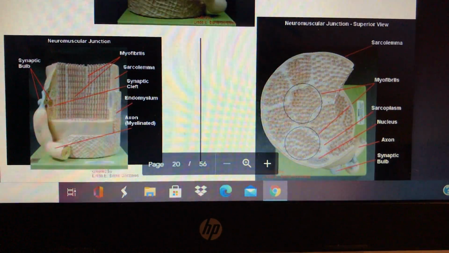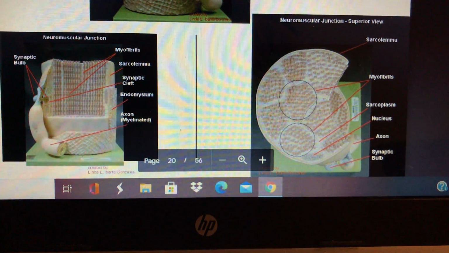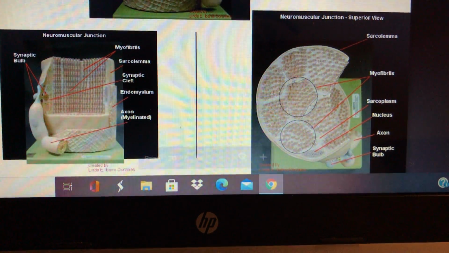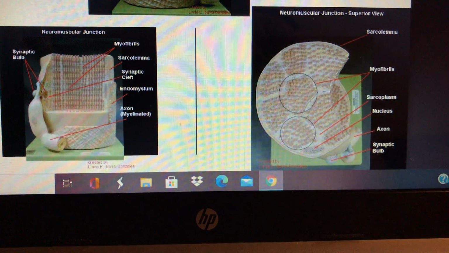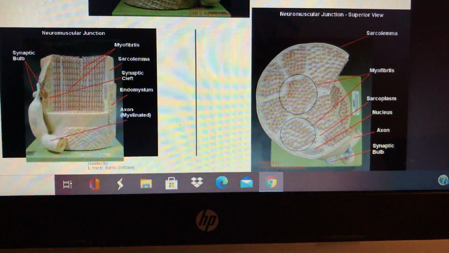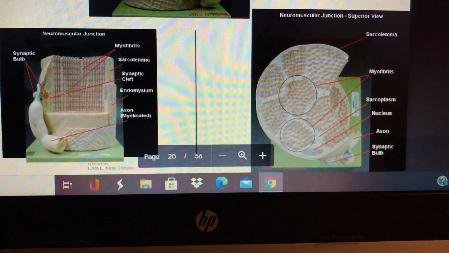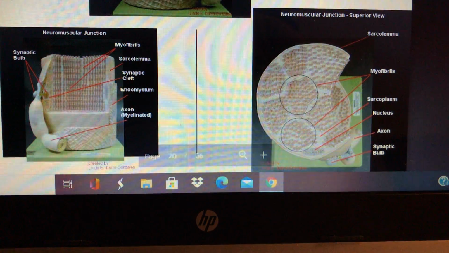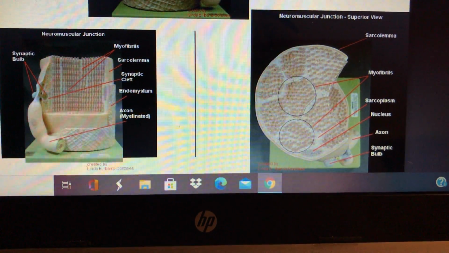So these are models. The neuromuscular junction. This is the sarcolemma. This is the synaptic bulb. This is the motor neuron axon. And this is the endomysium. So sarcolemma, synaptic bulb, motor neuron axon, endomysium.